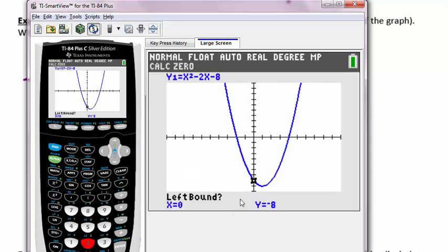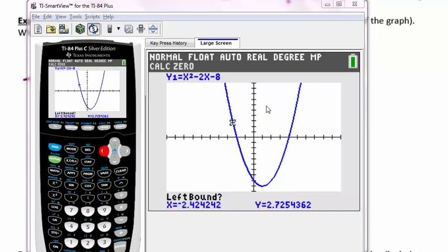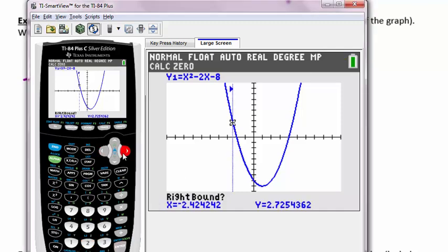Now, when I'm looking for zeros, the questions asked are left bound and right bound. So we need to move the cursor to the left of the first zero, then to the right of the first. Once your cursor is on the left, hit enter, then move it back a couple spots to the right and hit enter, then just go into the middle and hit guess. You can see that the first zero is in fact negative 2.